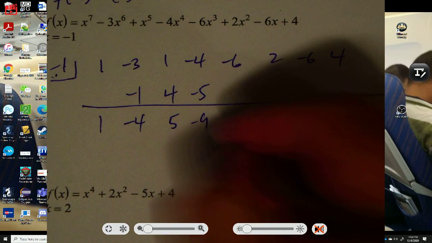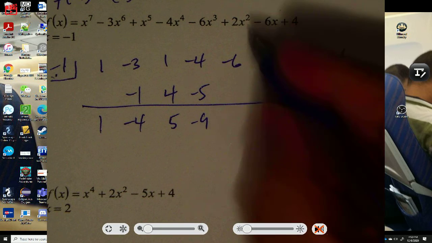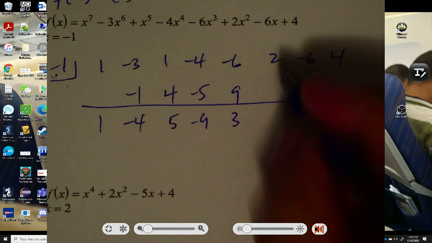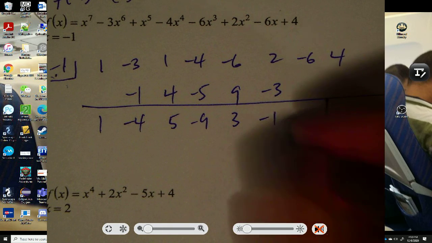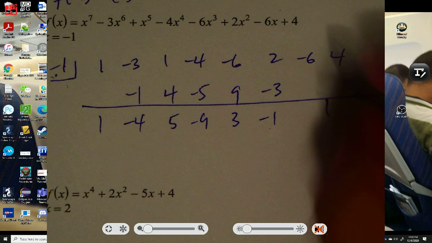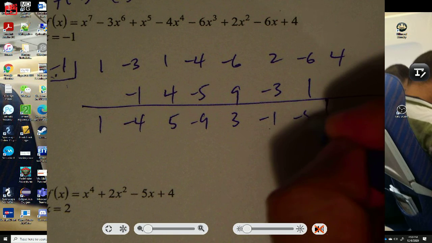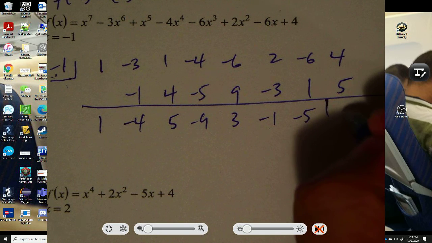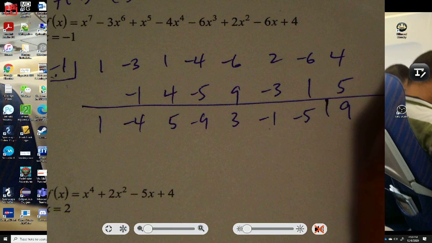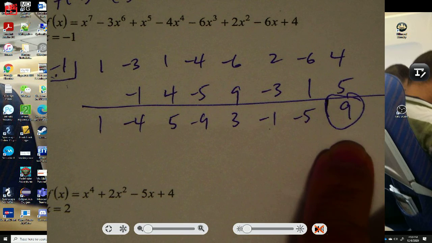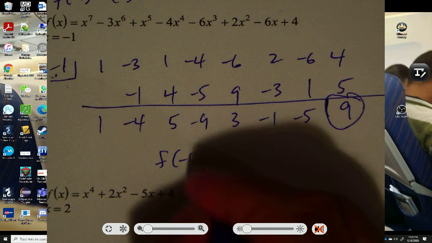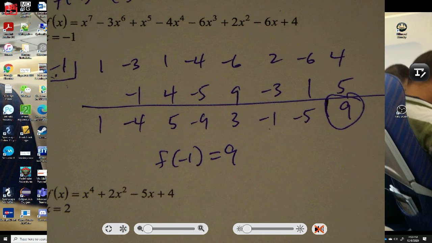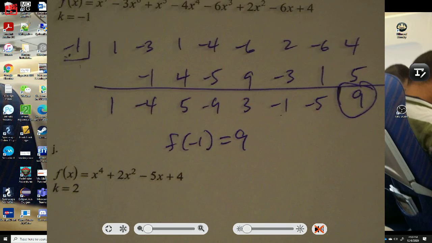Add, negative 9. Negative 1 times negative 9 is positive 9. Add, that's 3. Negative 1 times 3 is negative 3. Add, negative 1. Negative 1 times negative 1 is 1. Add, negative 5. Negative 1 times negative 5 is positive 5. 4 plus 5 is 9. So this right here is the answer. That means f of negative 1 equals 9. And that's our answer. Okay, that's it. Let's go on to J.